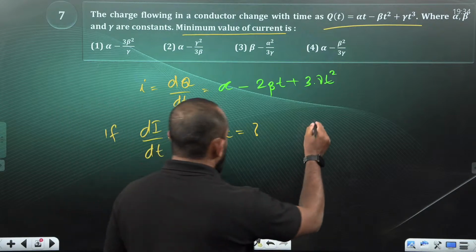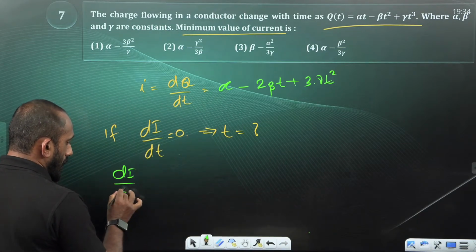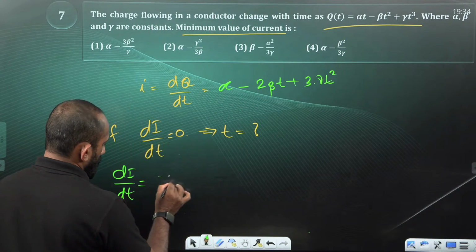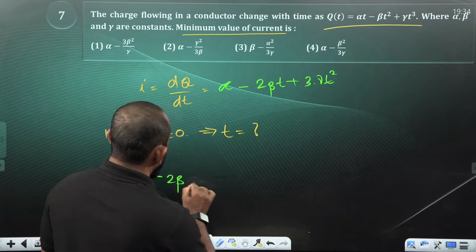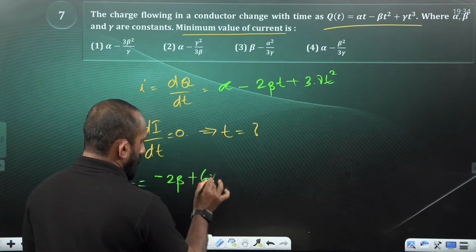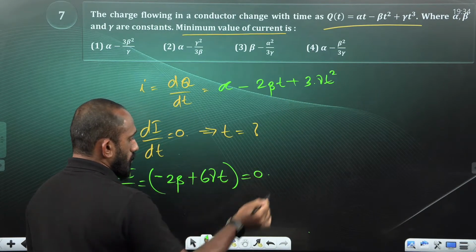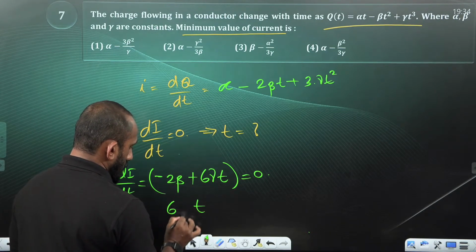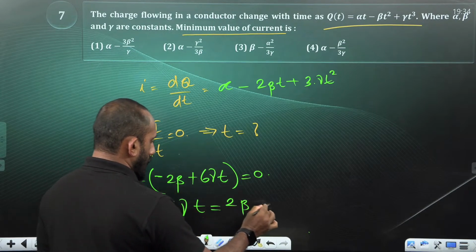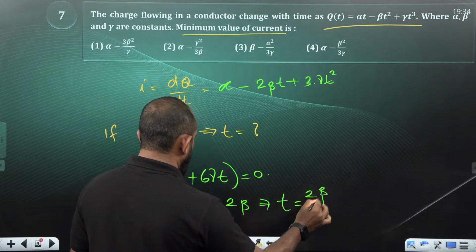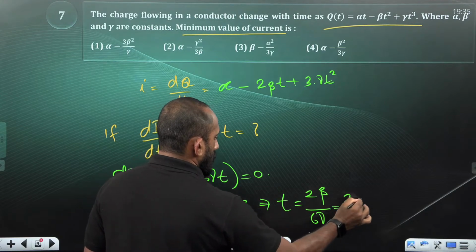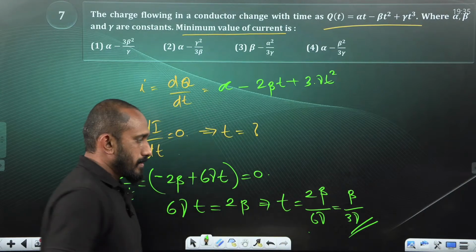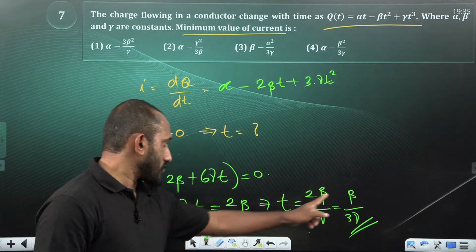So if you differentiate dI/dt again, d²I/dt² becomes: alpha is a constant, so minus 2 beta, plus 2 into 3, 6 gamma t, and that is equal to 0. If we equate this, 6 gamma t is equal to 2 beta. So that gives t is equal to 2 beta by 6 gamma. That is, 2 and 6 cancel, beta by 3 gamma. So the minimum value of current will be at t is equal to beta by 3 gamma.